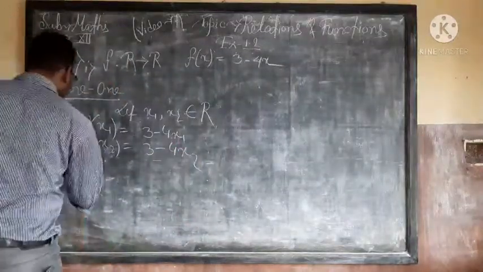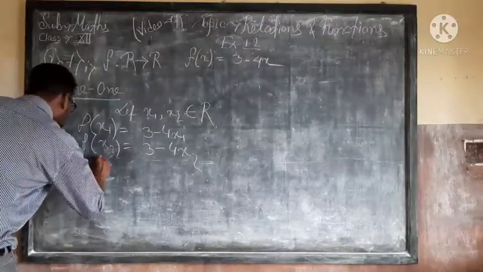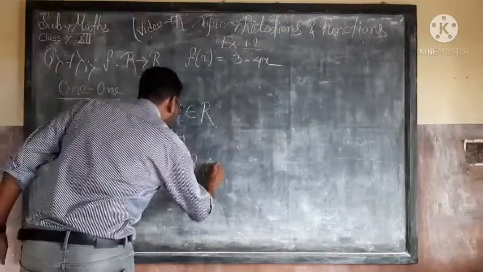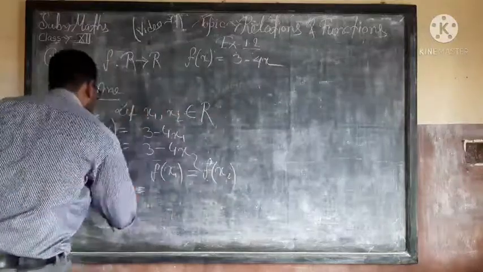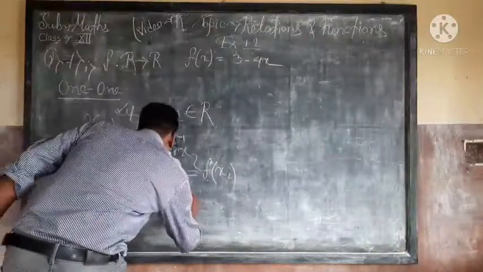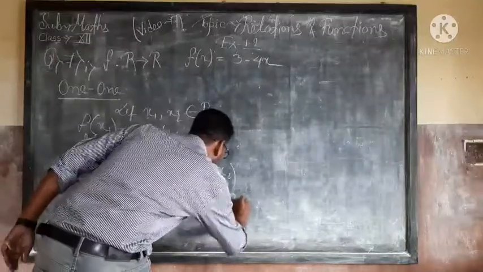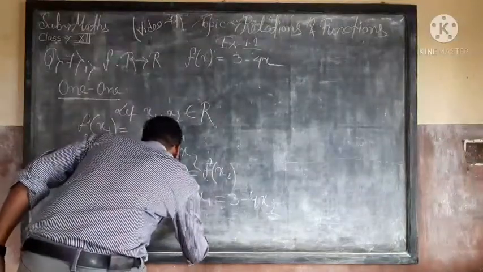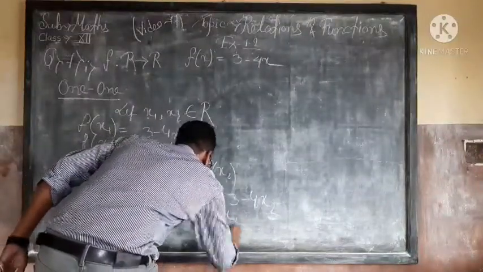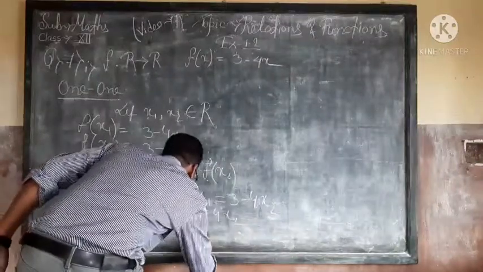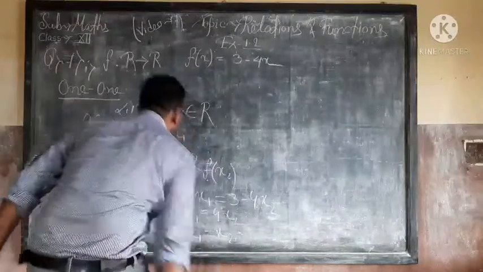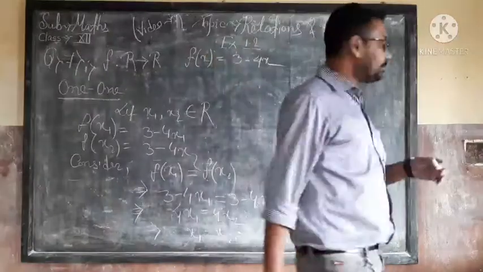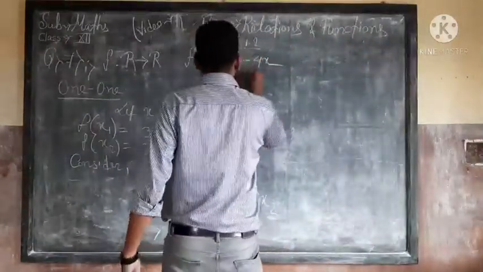Consider f of x1 is equal to f of x2. That implies 3 minus 4 x1 is equal to 3 minus 4 x2, and from this 4 x1 is equal to 4 x2, and from this we conclude that x1 is equal to x2. That means this function holds the one-one property. After that, for onto.